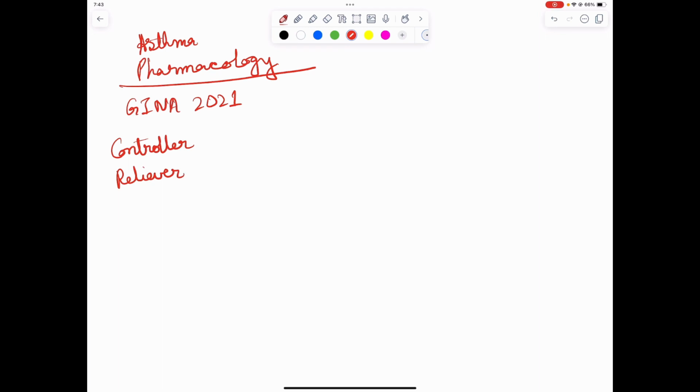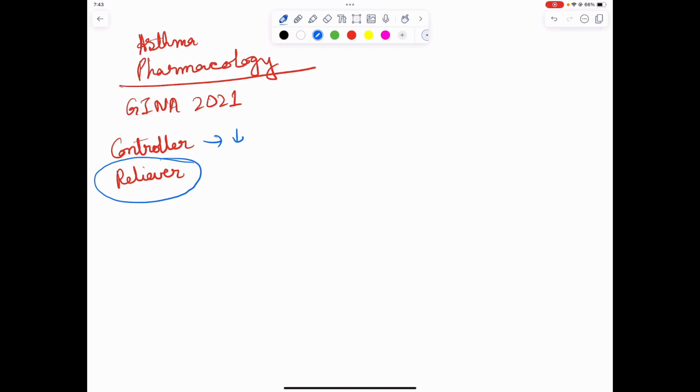So what is happening in controller? In controller, we are trying to control the whole disease pathogenesis. Whereas in reliever, we are trying to relieve the patient during an acute asthmatic attack.